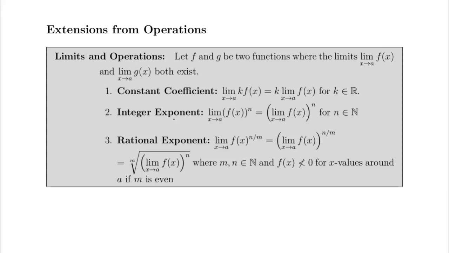So here we go. For constant coefficients, it acts exactly the way that you'd think. You can kind of factor these out of our limits. And that's the same thing as this constant multiplied by the limit of the function. This notation here just means that k is an element of the set of real numbers. This just means k is some fixed number.